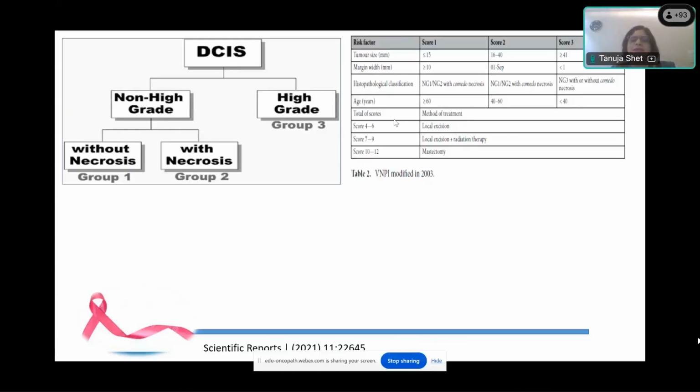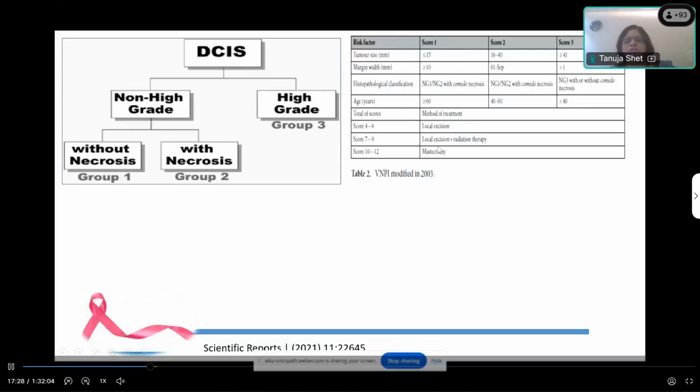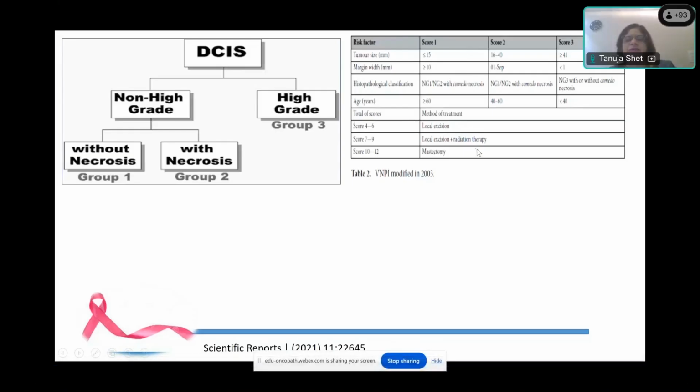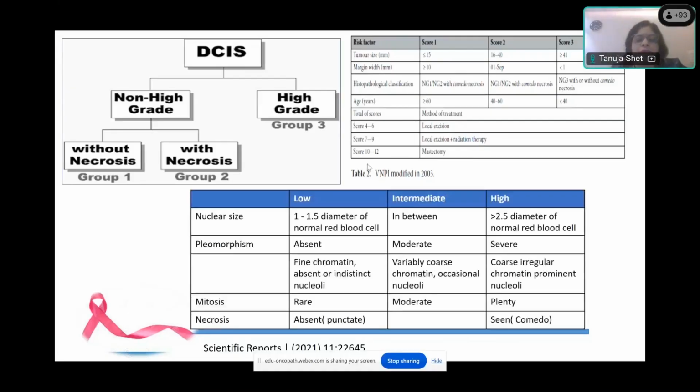So do I give radiation or not? If it is low grade, well excised DCIS in an older patient, we don't do anything. We don't give radiation. That's the low risk trial. Whereas if it's a high grade, we straight away give radiation. And in fact, even a mastectomy, if this goes beyond 10 and more as per this table, and you can read it. But most of the times we don't have this kind of luxury.